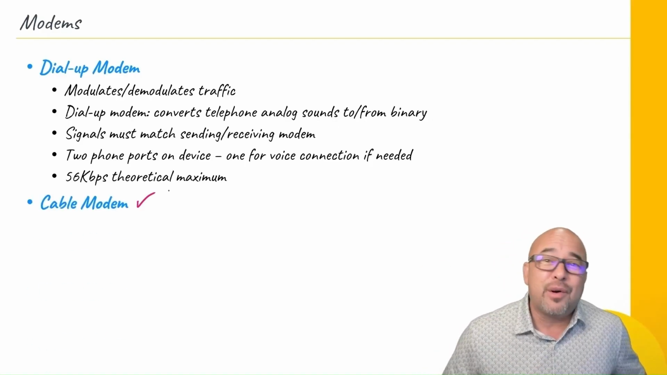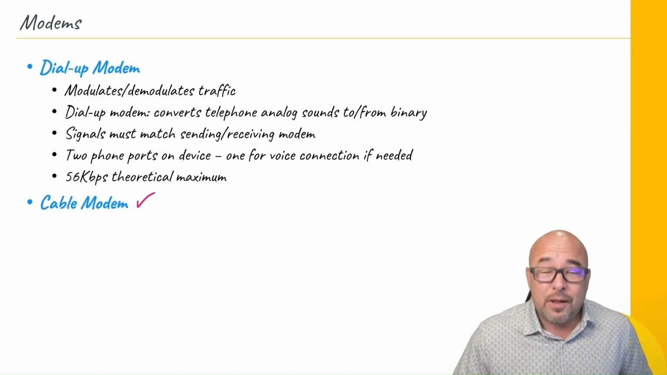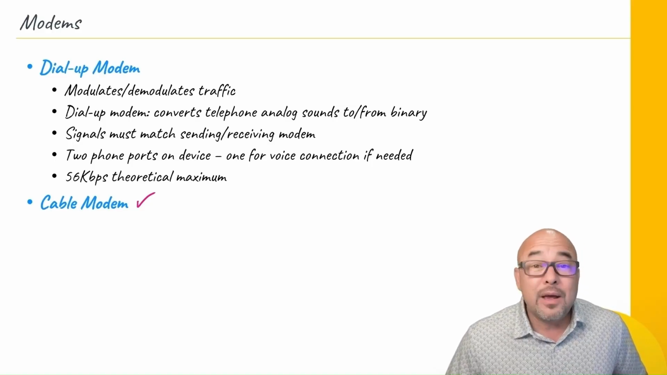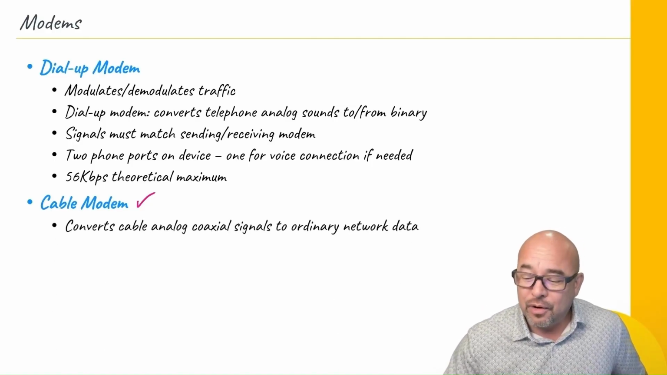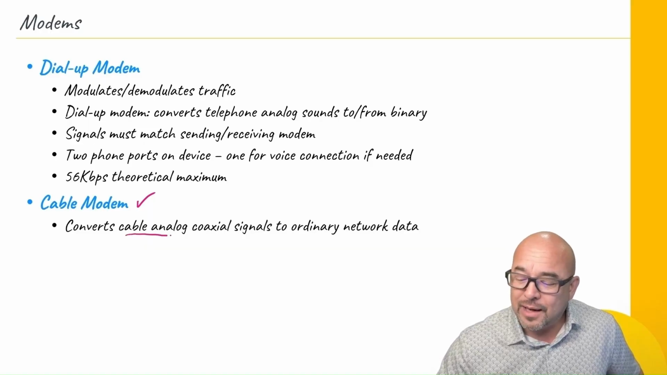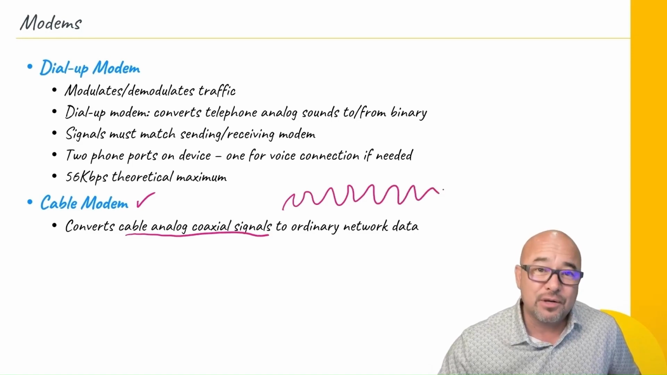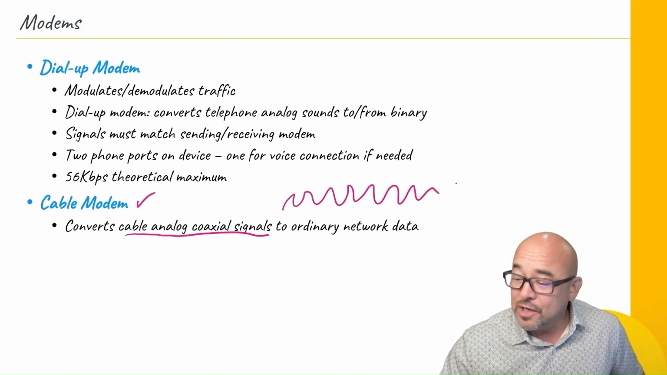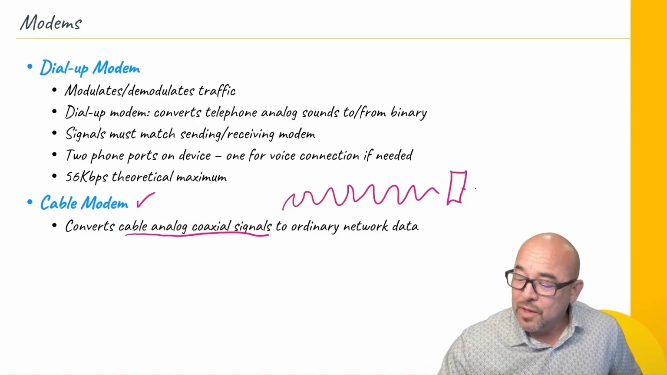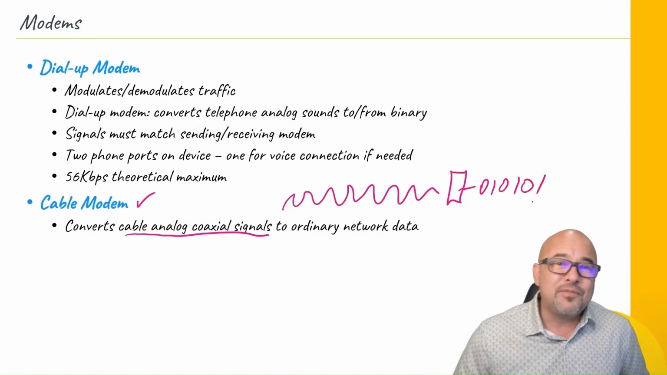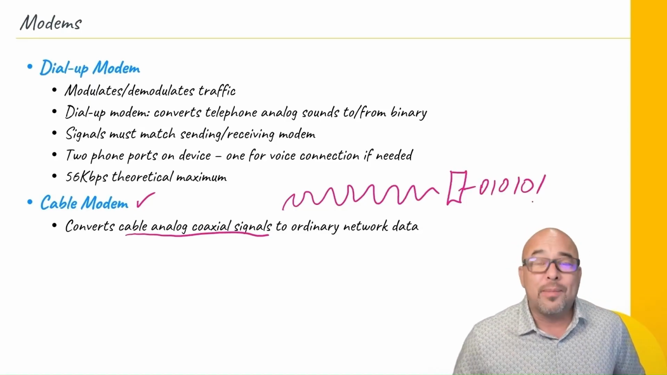The better solution nowadays, for home office and small office especially, would be a cable modem. With a cable modem, what we're doing is converting cable analog coax signals. Again, we have this kind of wavelength type of signal that's coming across the wire, and we need to convert that in our cable modem to digital signals, zeros and ones, so that our computer and other network equipment can understand it.